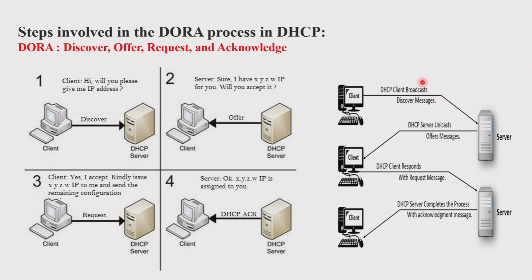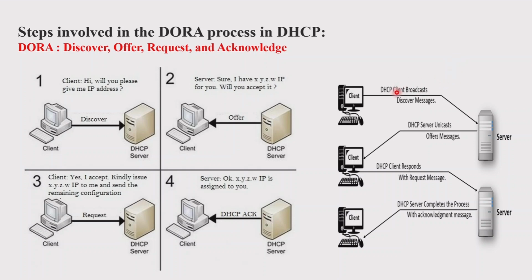If you consider your network, you may have multiple systems, but the client does not know where the DHCP server is located. If you don't know, it means there is no point-to-point communication, so we use the broadcasting mechanism. Broadcasting means the packet will be forwarded all over the network. It means flooding will be done all over the network.